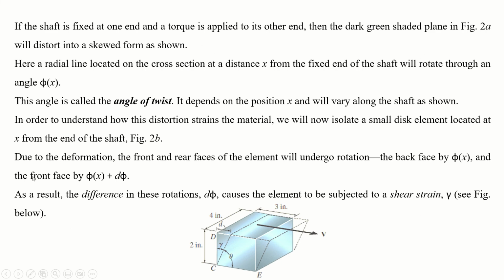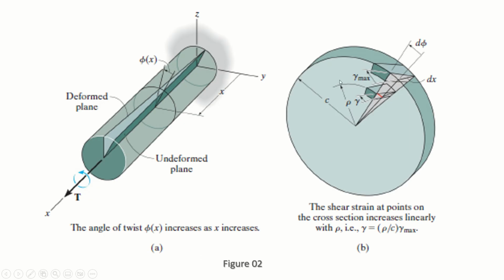So due to deformation, the front and rear faces of the element would undergo rotation. It is quite understandable that when you rotate it, the front will rotate more than the back, right? Because here rotation was 0 and here the rotation is maximum. So as you are coming along the length, the rotation has increased. So along the thickness, the rotation at the back side will be less as compared to the front side, right?